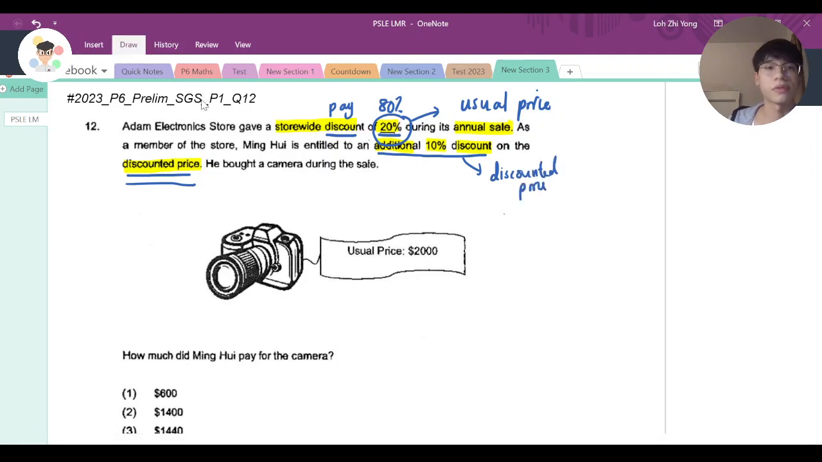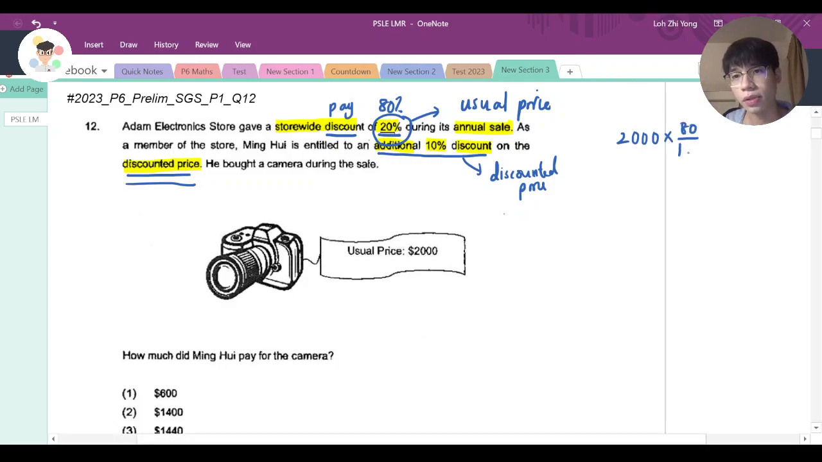So what we should do, our first step is, I know the usual price is 2,000. But because of this 20% discount, I need to pay what? 80%. So it's 80 over 100. So just simplify, I get 1600. And this is my discounted price. Okay, this is my first discounted price.